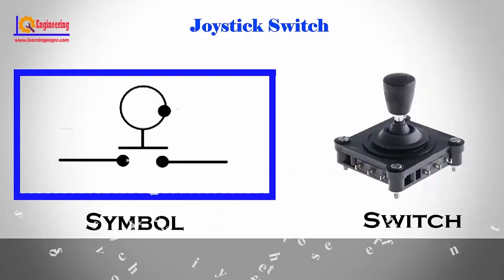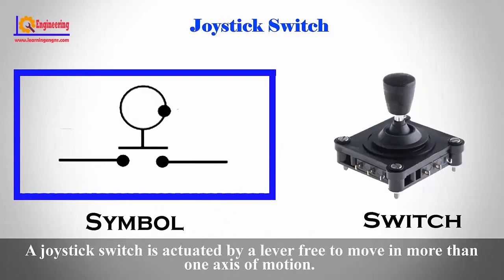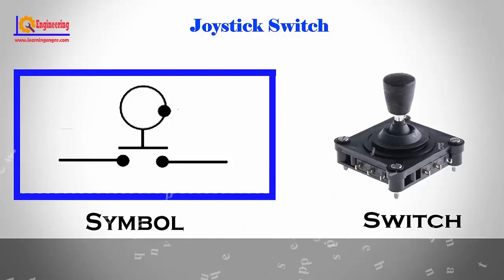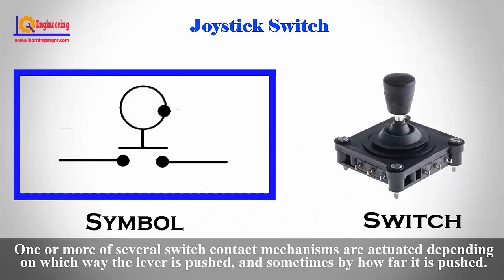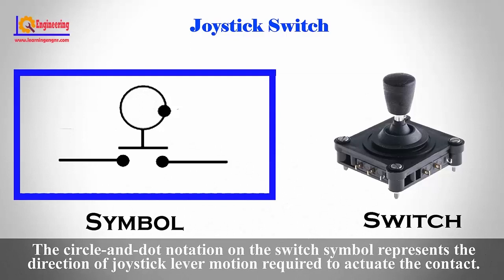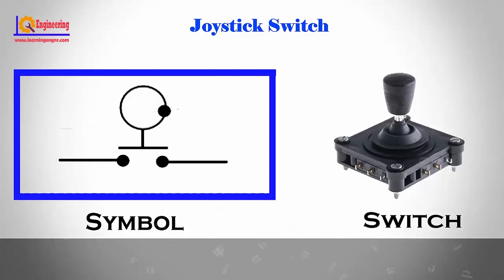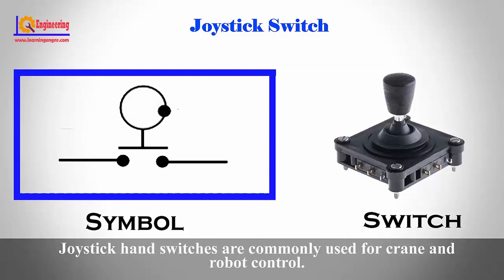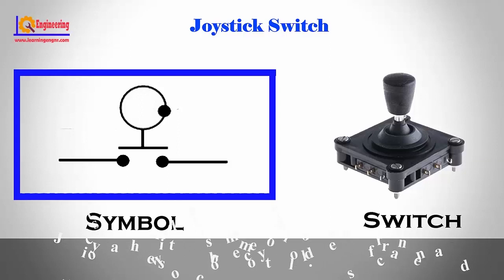Joystick switch. A joystick switch is actuated by a lever free to move in more than one axis of motion. One or more of several switch contact mechanisms are actuated depending on which way the lever is pushed, and sometimes by how far it is pushed. The circle and dot notation on the switch symbol represents the direction of joystick lever motion required to actuate the contact. Joystick hand switches are commonly used for crane and robot control.